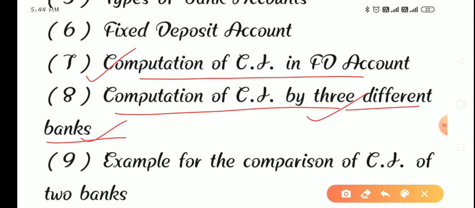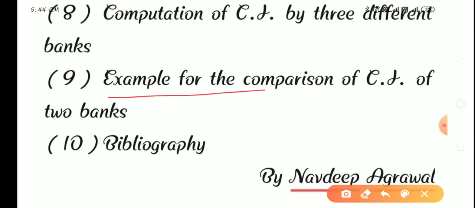Ninth point, example for comparison of compound interest of two banks, as I told you. One example you are going to give. Tenth, bibliography. In the bibliography, you will include the books from which you have taken help, or the persons from whom you have taken help. You will give the reference of all the sources with the help of which you are making this project.